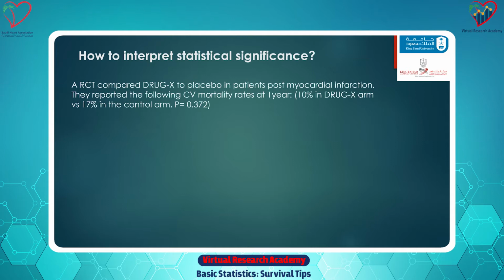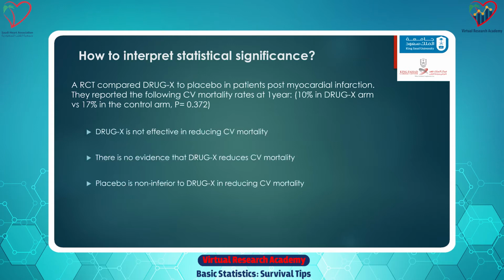And the p-value, this is a true p-value, by the way, the p-value was 0.372. So my question to you is, what would be your conclusion? Is it A, drug X is not effective in reducing cardiovascular mortality? Or is it B, there is no evidence that drug X reduces cardiovascular mortality? Or is it C, placebo is non-inferior to drug X in reducing cardiovascular mortality? I'll give you 30 seconds to think about this.